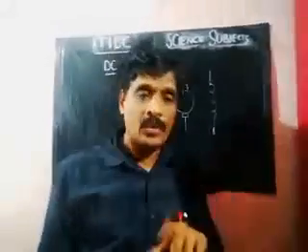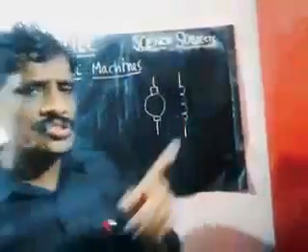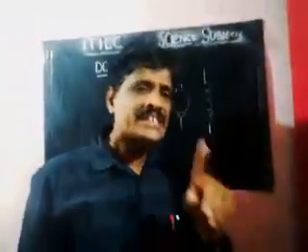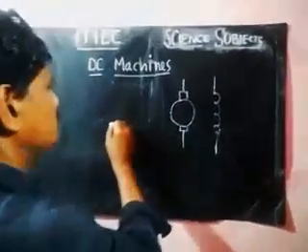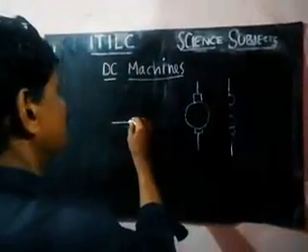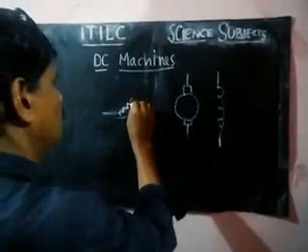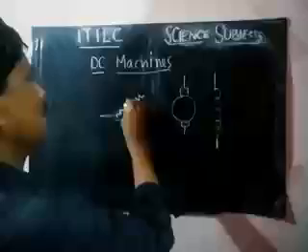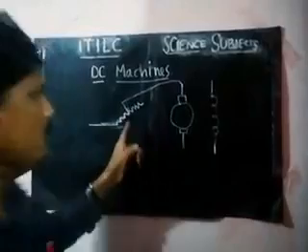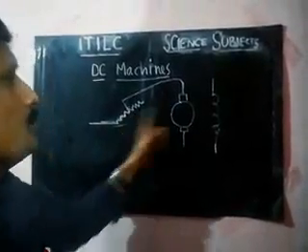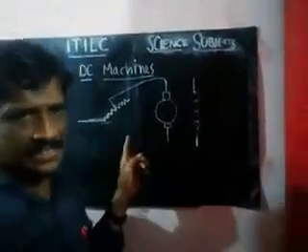That means the 3-point starter. What does 3-point starter mean? A resistance is connected in series with the armature. I will give an example. If a resistance is connected in series with the armature, initially less current is given.